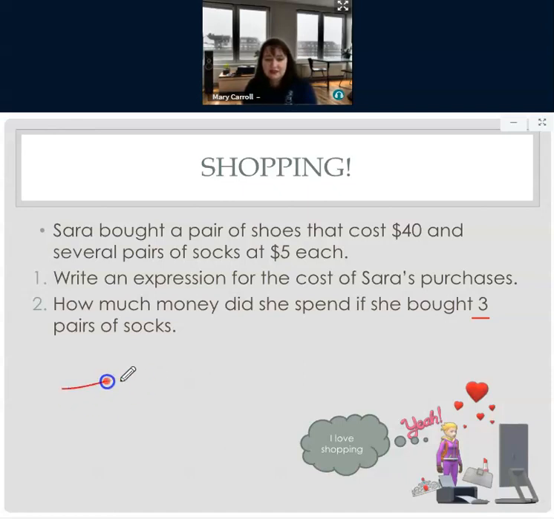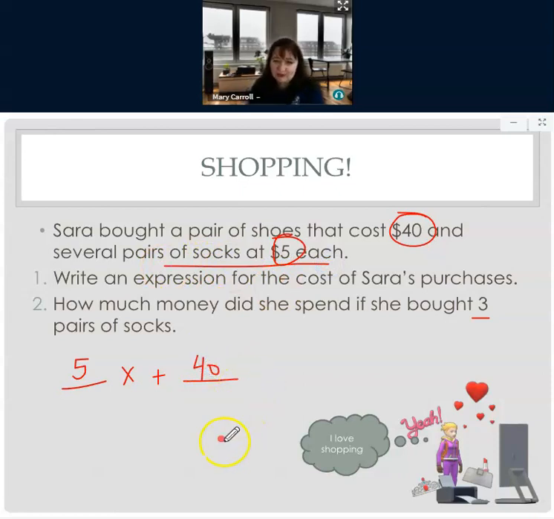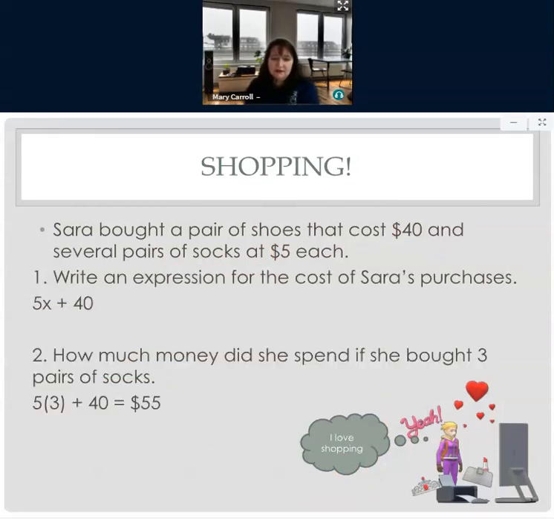The first thing I do is I do have my little formula here. Okay, I have my two numbers, 40 and 5. My 5 is the one that's changing because it's per sock each. My $40 is a flat rate because that's what I spent on the shoes. I didn't buy more than one pair. I then replace the 3. So what is my amount? It is $55 because 3 times 5 is 15 plus 40.